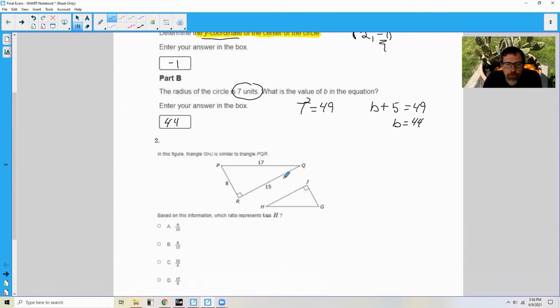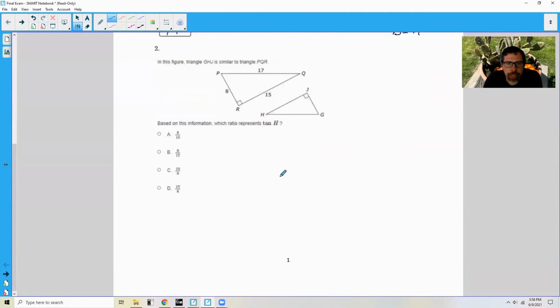All right, number 2. In the figure, the triangles GHJ are similar. So there's the key word there. Let me highlight that. Triangles are similar. What does similar mean? Angles are congruent and sides are proportional, corresponding, that is. So the first thing I'm going to do is look at this. Based on this information, which ratio represents tan of h? So I label my diagram h. There is my reference angle in this triangle.